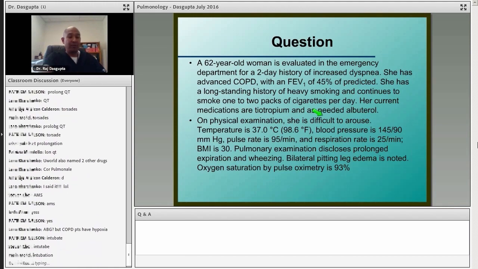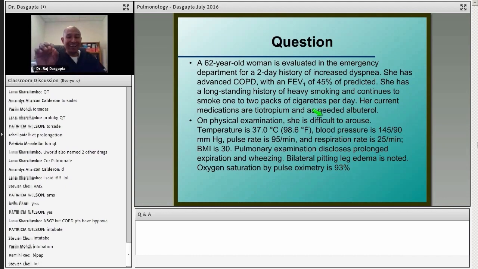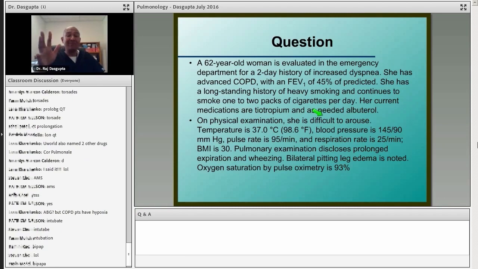OMG. Stop right there, everyone. Why is this class so aggressive? Please do not intubate everyone. It's like you're just waiting to intubate someone.